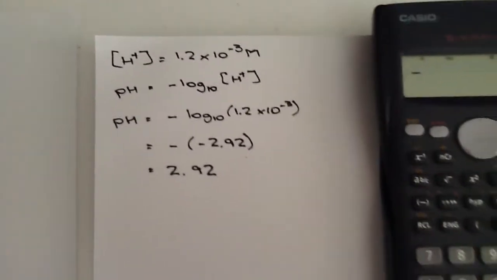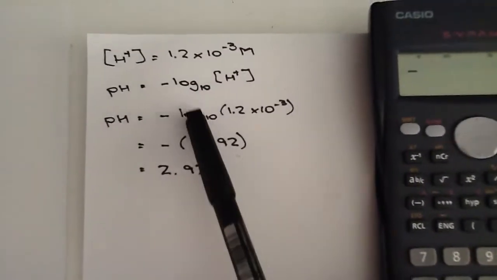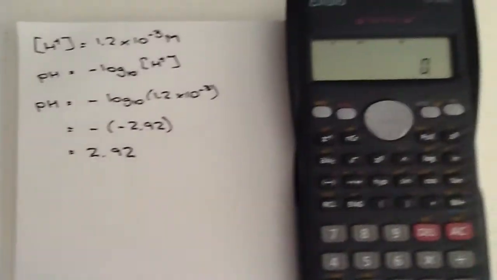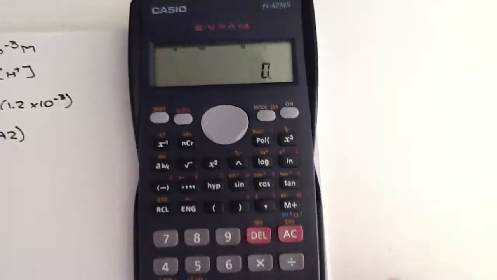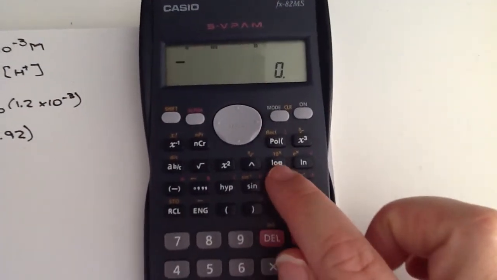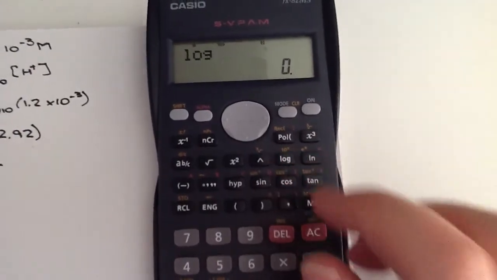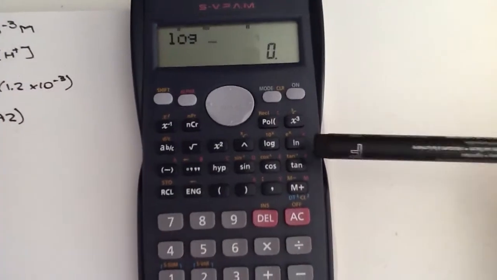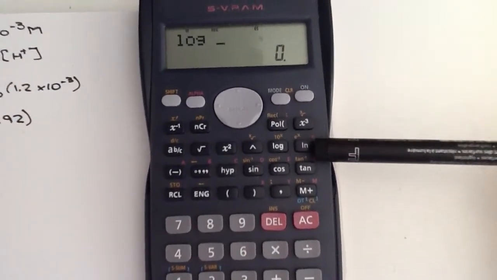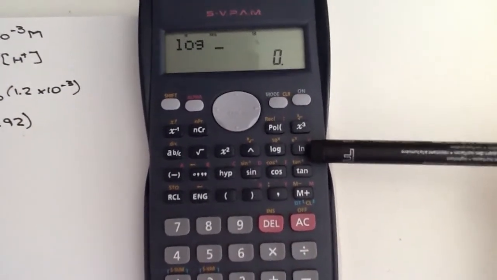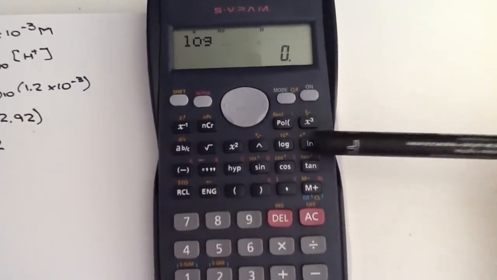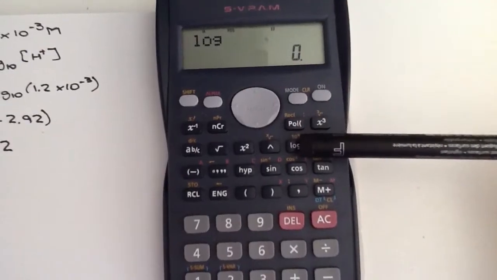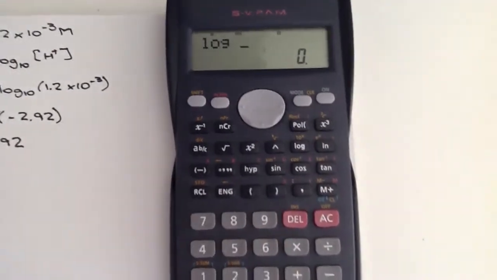So what we're going to do is calculate the log base 10 of 1.2 times 10 to the minus 3. To do that on this calculator, we find the log base 10 button, which is this one here, labelled log. That's different to the ln button, which is next door to it, this one here, which means log base e, or the natural log. When we're doing pH calculations, we have to make sure we use the log base 10 button.